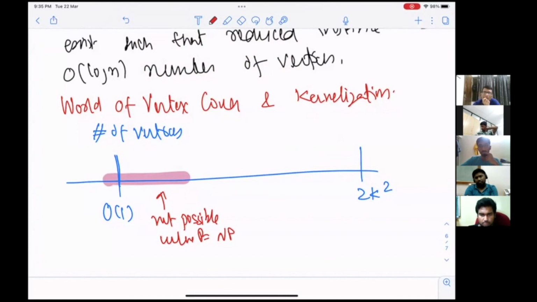So can we reduce the number of vertices to say 10k, or some order k or some such thing? Is it possible? And what kind of tools and techniques do we need to apply to come up with a polynomial time transformation for vertex cover such that in the reduced instance the number of vertices is upper bounded by order k? Is it possible, and how can we achieve that?